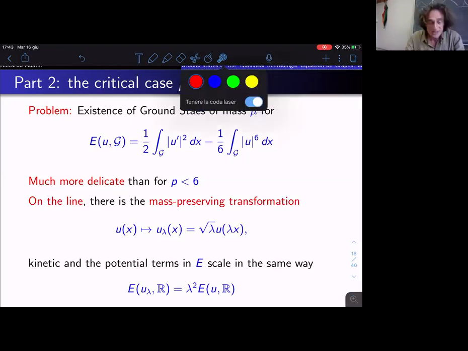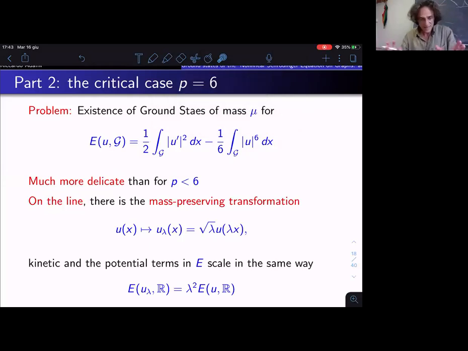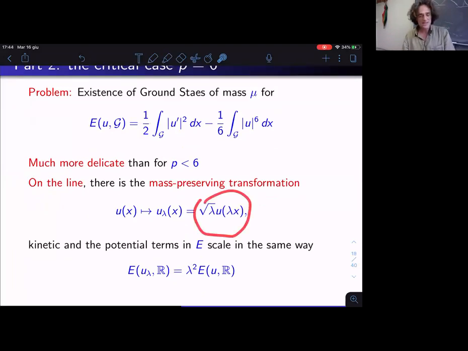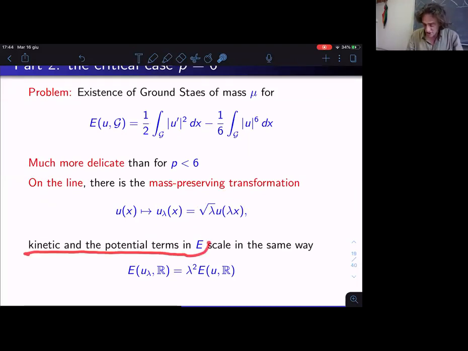I recall what happens on the line. The starting point is what happens on the line. I apologize if you know very well what happens, but I will be quite short. Now, this is the functional. If you consider this mass-preserving transformation, this rescaling of u, we are on the line, so we can do it without bothering about the geometry. Then kinetic and potential terms in the energy scale in the same way, like lambda squared. So this is typical of a difficult, serious problem of loss of compactness.